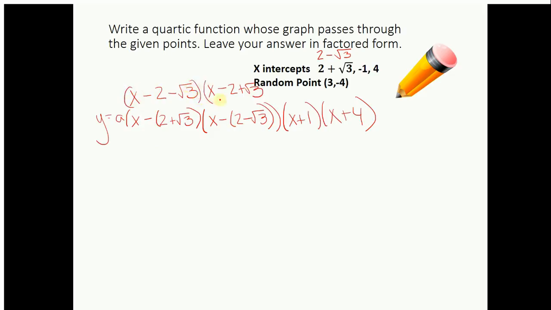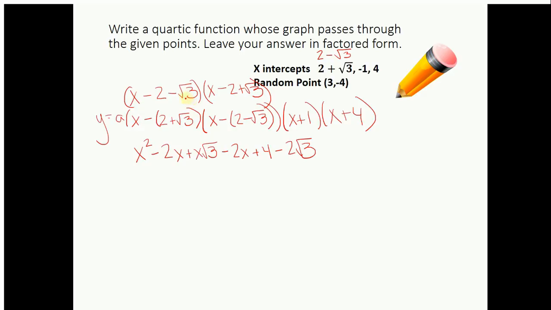Now, these two have to be multiplied by one another. So what we're going to do is multiply the x in all the way, the 2 in all the way, and then the square root of 3 in all the way. So x times x, I'm going to get x squared. x times -2, that's -2x. x times the square root of 3, that is x square root of 3. Okay, let's do the -2. So -2 times x, that's -2x. -2 times -2, that's positive 4. And -2 times the square root of 3, that is -2 square root of 3.